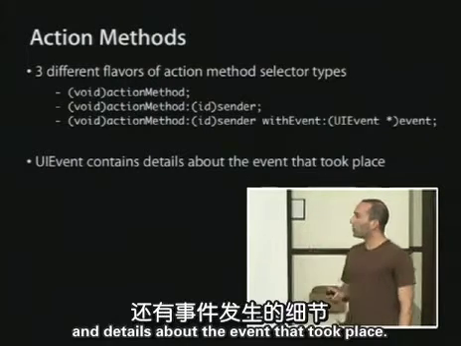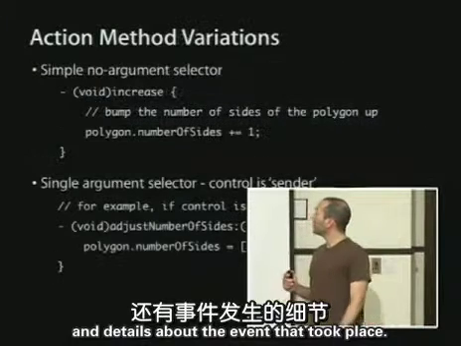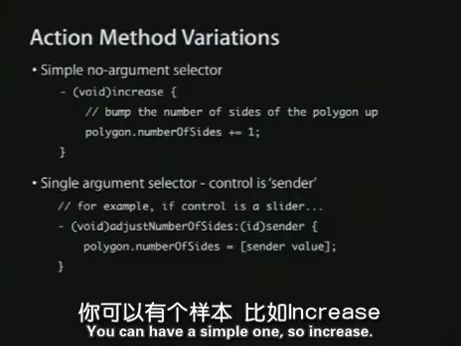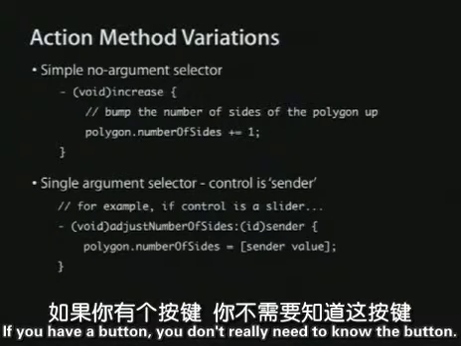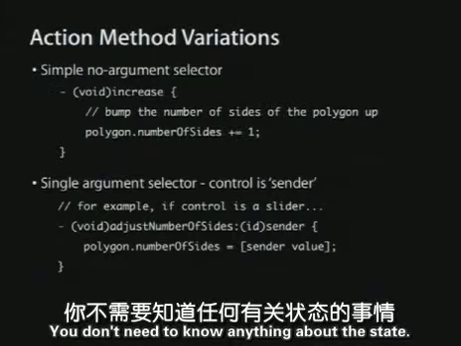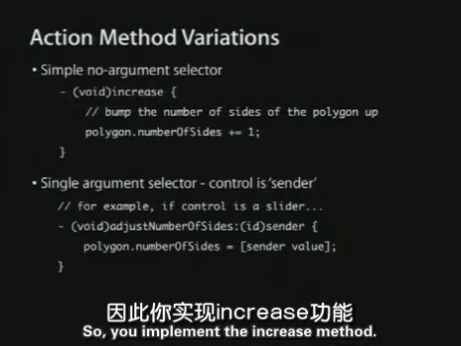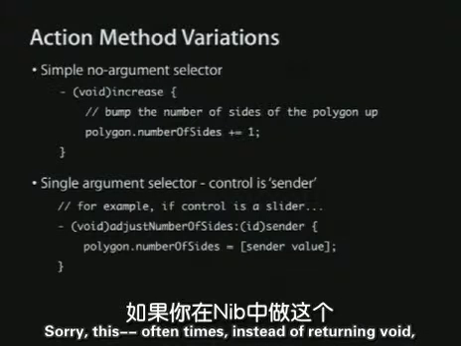Right, in details about the event that took place. So here are the examples of implementing an action method. You can have a simple one, so increase. If you have a button, you don't really need to know the button. You don't need to know anything about its state. You just know that it was pressed. So you implement the increase method.